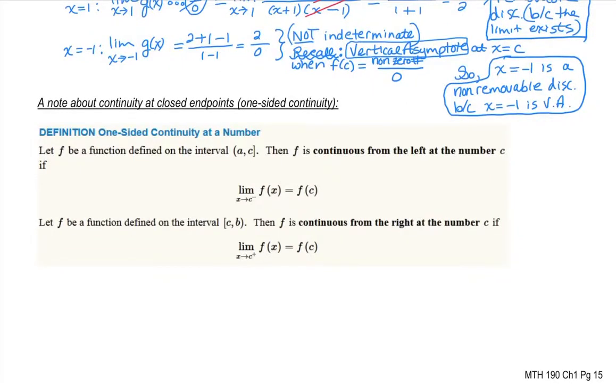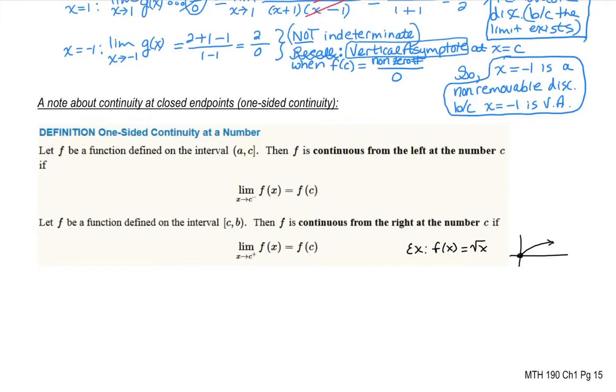All right, so we're going to wrap up this section with a note about one-sided continuity, or continuity at endpoints. When you think about your three-step definition for continuity, let's say, as an example, the function f of x is equal to the square root of x. And of course, we're all really familiar, I hope, with our square root of x function.